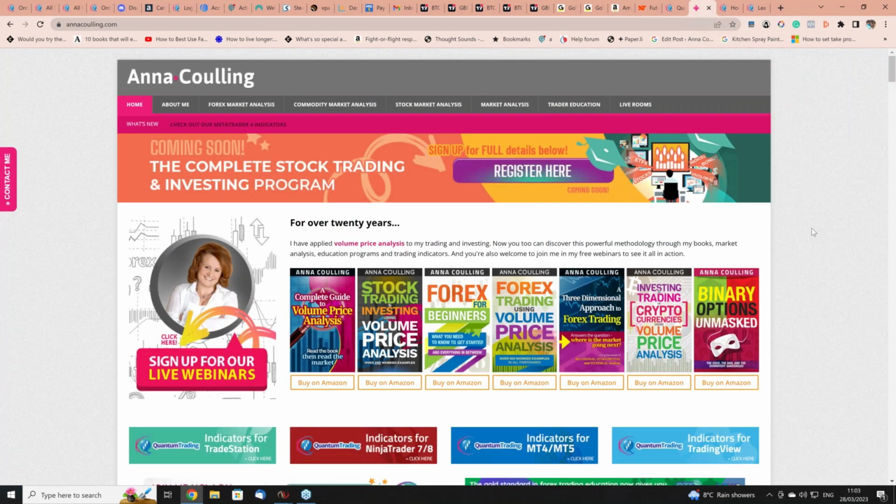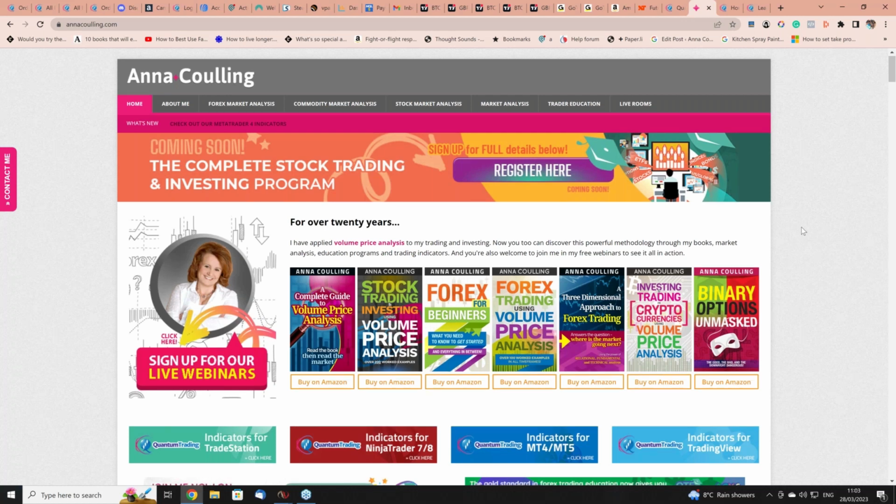And the beauty of volume price analysis is you can apply it to any methodology you like. You can integrate it. If you're a Fibonacci trader, integrate volume. If you're an Elliott wave trader, integrate volume. If you've been successful with Elliott wave but maybe you've been struggling a bit, integrate volume. It's just a fantastic methodology that underpins everything.